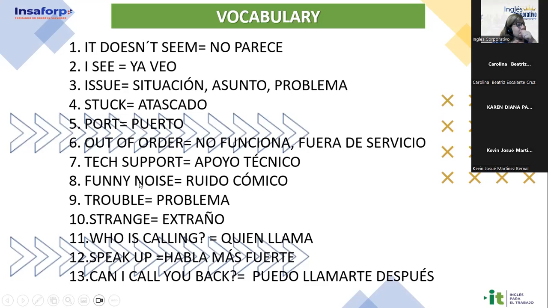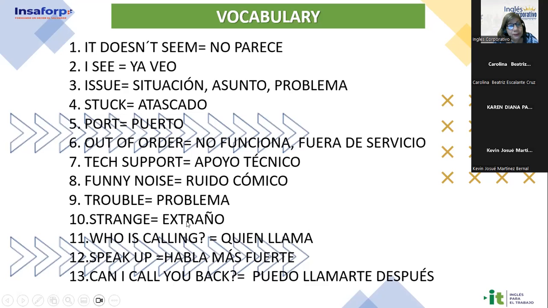Tech support, apoyo técnico. Funny noise. I don't know if you have a funny noise in your computer or your printer, but funny noise for me is, for example, the washing machine. Sometimes when it's cleaning the clothes, they make some funny noise. Trouble. When you say trouble, it's equal to say problema, right? So you can say issue, you can say trouble, you can say problem. All of this for the same word.